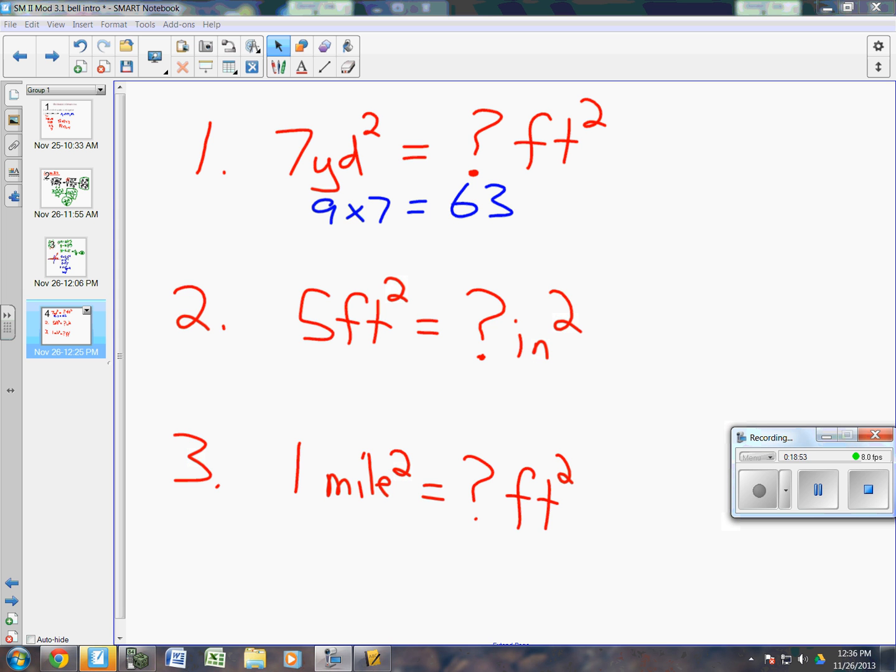4 will go into 12 how many times? 3 times. So there's going to be 3 of those layers. You can cover 3 square feet with each cubic foot. And since there's 27 cubic feet in a yard, you go 3 times 27, it covers 81 square feet per cubic yard of cement. So you can cover an area of 81 square feet with 1 cubic yard.